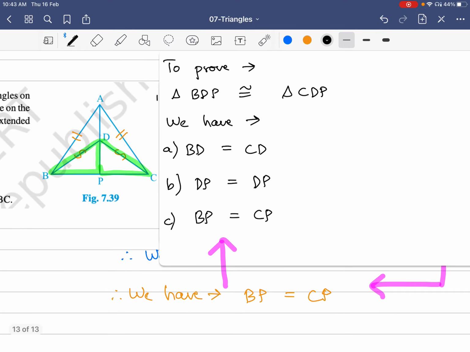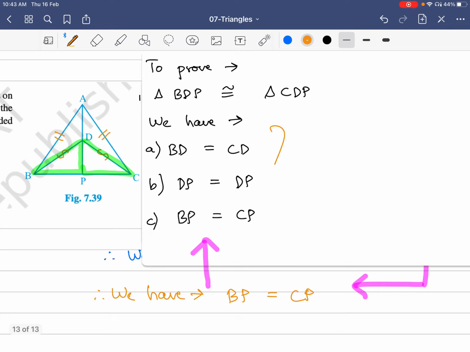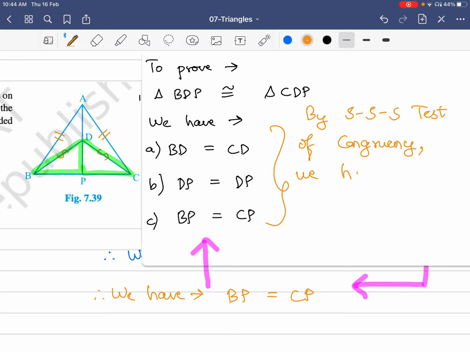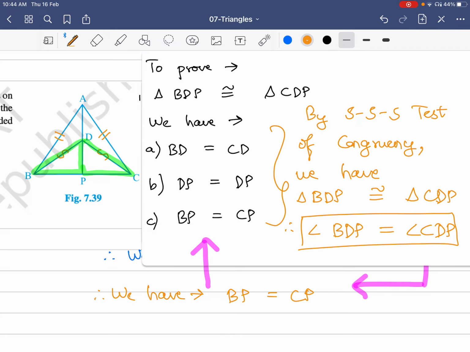And once again, from the SSS test, by the side test of congruency, we have triangle BDP congruent to triangle CDP, by the SSS test, and therefore angle BDP is equal to angle CDP. This is important. This is what we want to show. Angle BDP is equal to angle CDP.